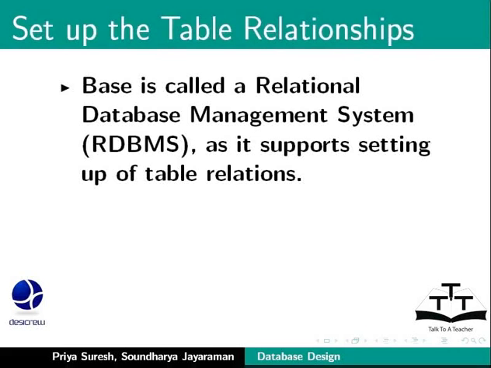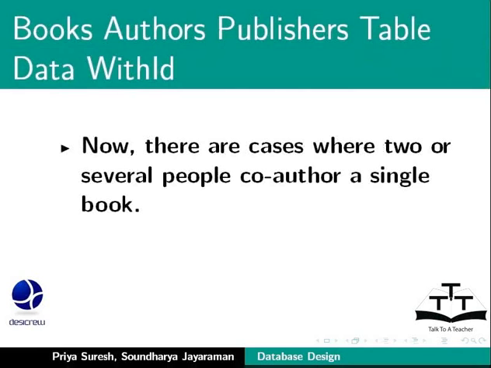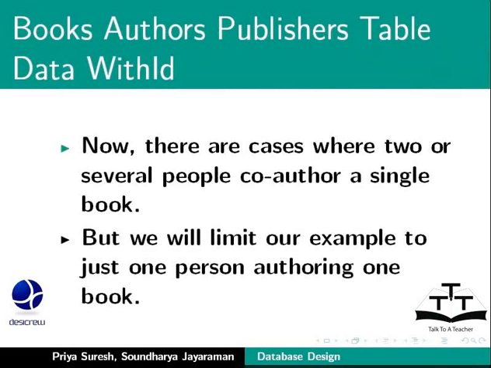First, we will see what a one-to-many relationship is. Let us consider the books and the authors table in the image shown now. A book is written by exactly one author. Now, there are cases where two or several people co-author a single book, but we will limit our example to just one person authoring one book.